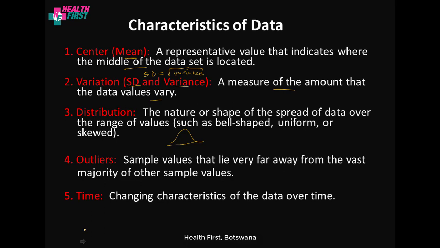The last factor that we are interested in is change over time. So the changing characteristics of the data over time. How does the data vary or change over a specified period of time? And with line graphs, usually we would get to appreciate how the data vary over time. So these are the 5 characteristics that you have to have etched on your memory when you describe data: the center, the variation, the distribution, outliers, and time.